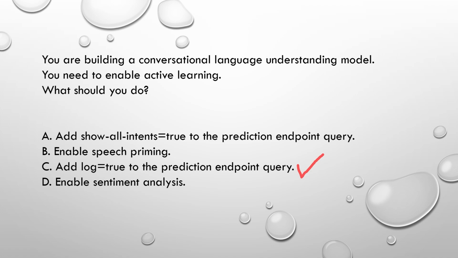So the correct option is option C, add log equal to true to the prediction endpoint query. So what did we learn from this video? We learned how to enable active learning in a conversational language understanding model.